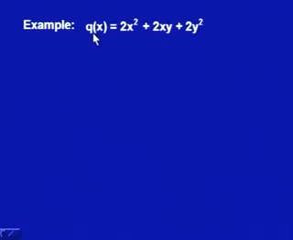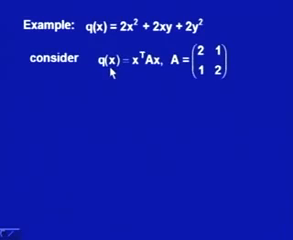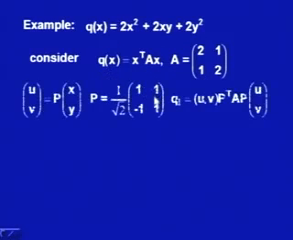Let us check. In the example, if Q(x) is 2x square plus 2xy plus 2y square, then Q(x) can be written as x transpose Ax, where A is the corresponding matrix. It is 2, 2 on the diagonal, and the off-diagonal terms are 1 and 1. So, this is the representation for Q(x). Let us write down the changed system (u, v) equal to P times the original system (x, y), where the matrix P is 1 by root 2 times [1, 1; minus 1, 1].